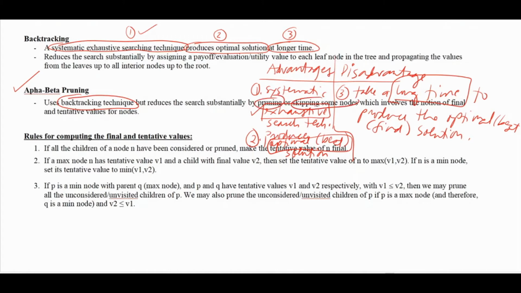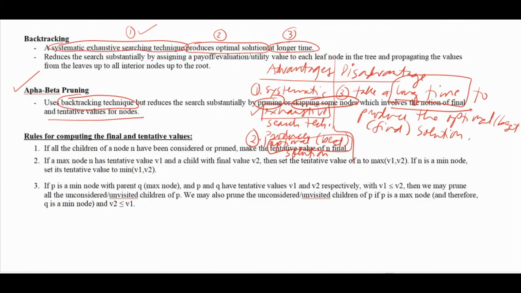Now, there is another search technique we call alpha beta pruning, which uses the backtracking technique, but it will prune or skip some nodes. And this process, alpha beta pruning, involves the notion of final and tentative values for nodes, which we have already discussed last time when we performed backtracking, a depth first search traversal on the tic-tac-toe game tree, so that we assign evaluation values to all the nodes starting from the leaves up to the interior nodes and finally up to the root.